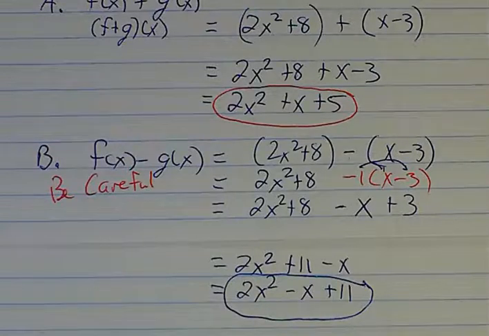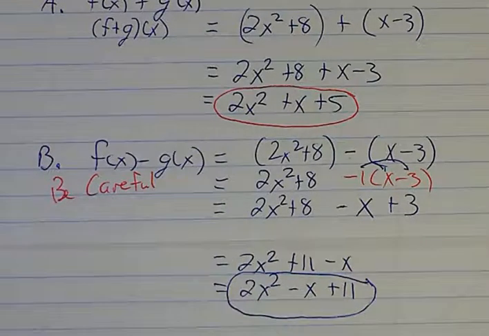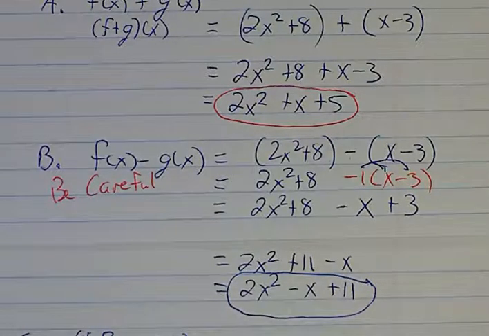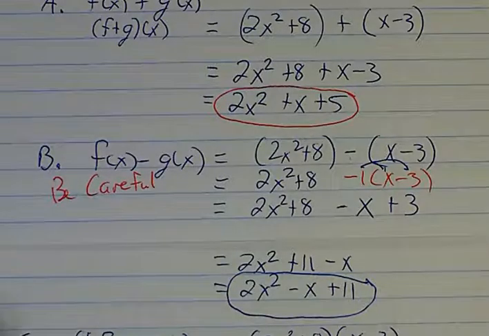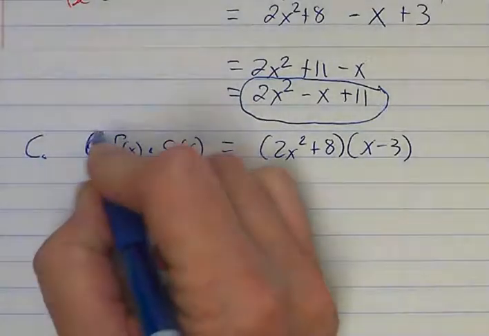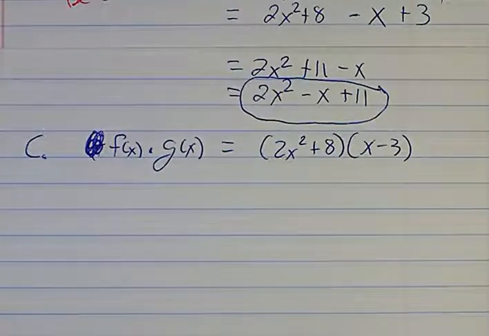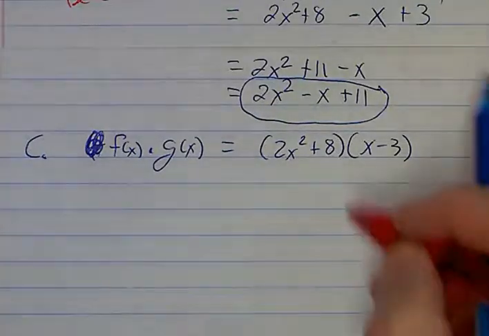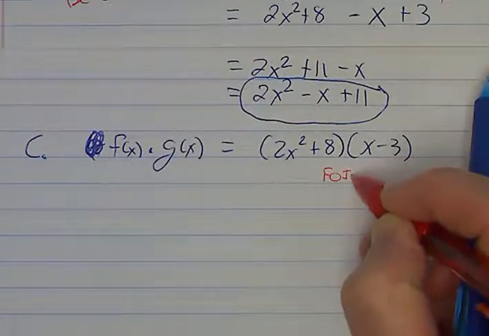Okay, for part C, multiplication. So we're going to do f of x times g of x. So that's 2x squared plus 8 times x minus 3. And again, with this one, it's just going to be the full method. So we're going to go back through and go through all the steps to come through the full method.